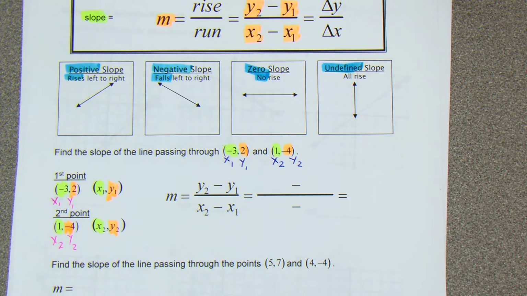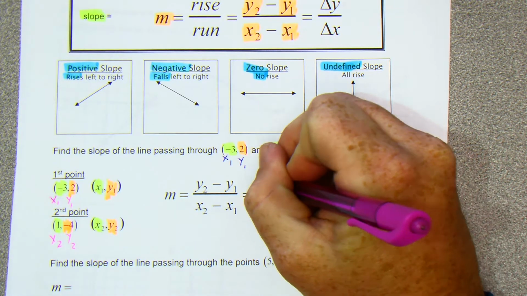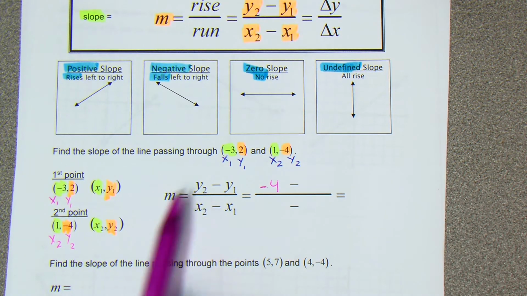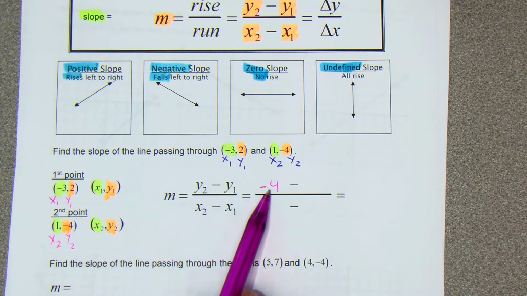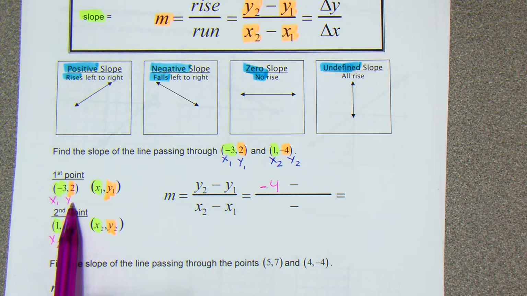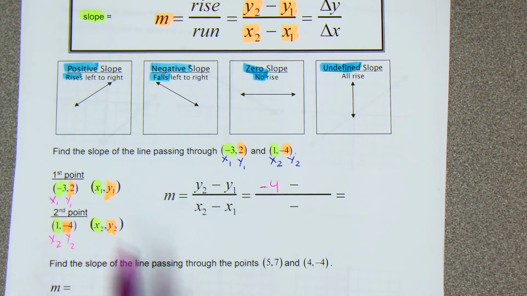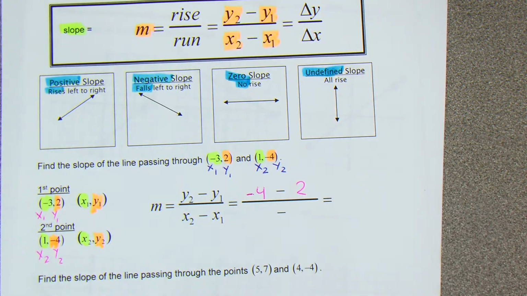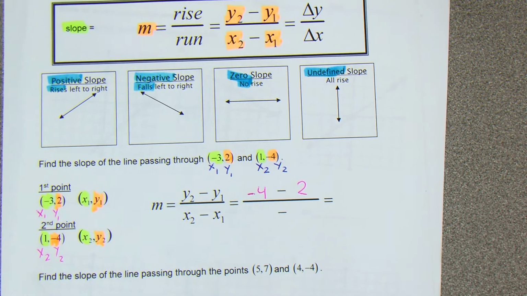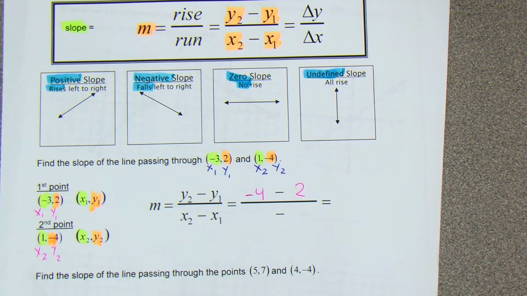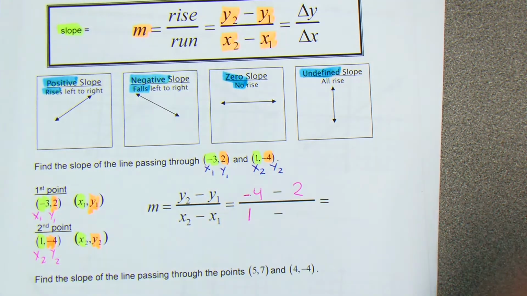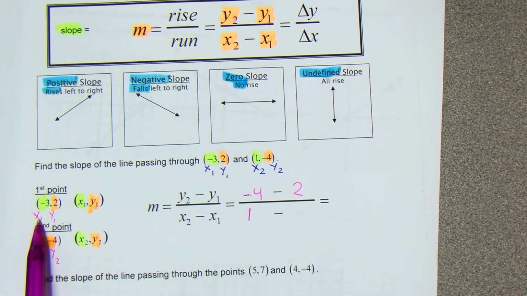First we're going to plug in right here. We want our y2. So I look back at my points and I see that my y2 is going to be -4. So y2 goes right here, and it's minus y1. So y1 is going to be 2. So now I have -4 minus 2 on top. And on the bottom is going to be my x2 minus my x1. My x2, as I can see, is going to be 1 minus my x1, which is -3.